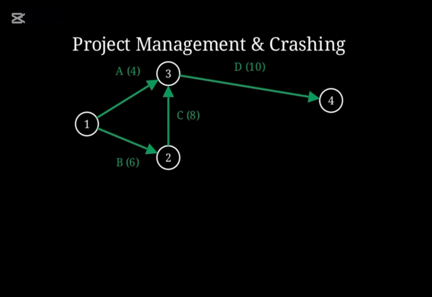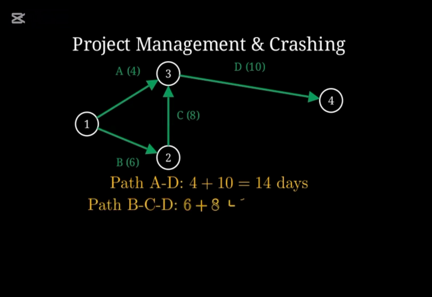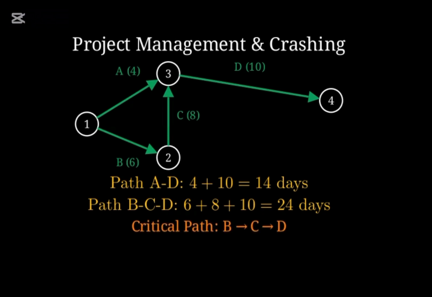By looking at our diagram, there are 2 distinct routes from the start node to the finish line. The first route consists of activities A and D. Using their normal durations, this path totals 14 days. The second route consists of activities B, C, and D. This sequence totals 24 days. Because the second path takes the longest amount of time, we define B, C, D as our critical path.